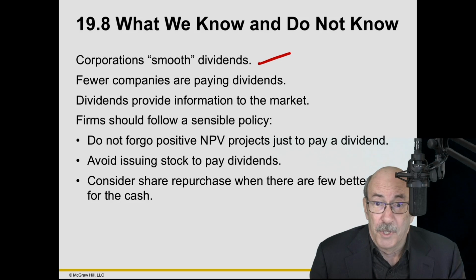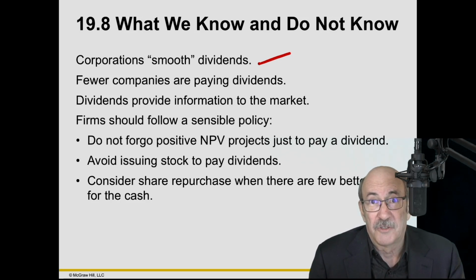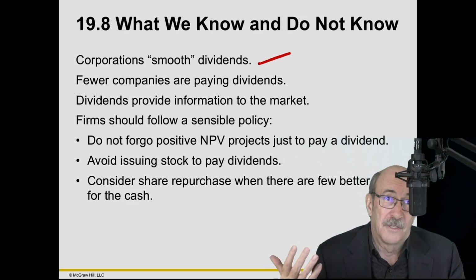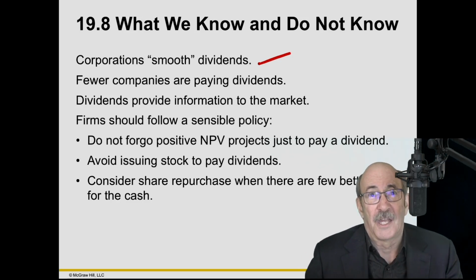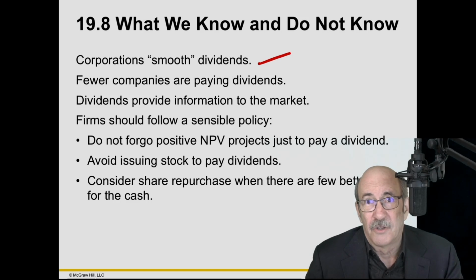Another thing to think about with dividends is, you should never pass up positive NPV projects in order to pay a dividend. That's not sensible. However, you don't want to issue stock to pay a dividend. If you did have both a positive NPV project and you were paying a regular dividend, the stock issue would be for that new project. You can actually identify in the issue what's the purpose of this particular issue, whether it's a bond or a stock.